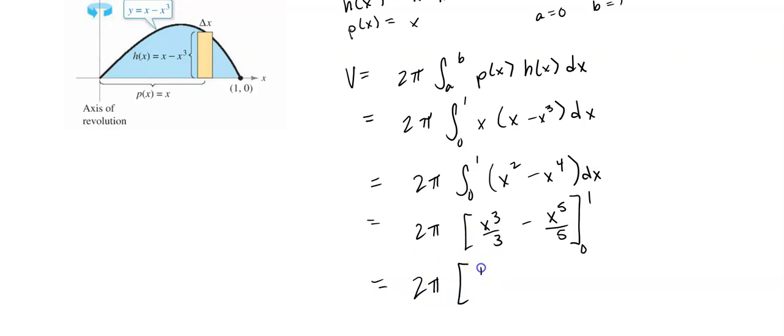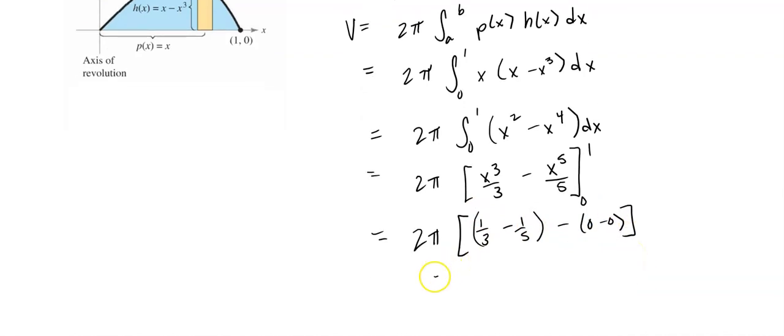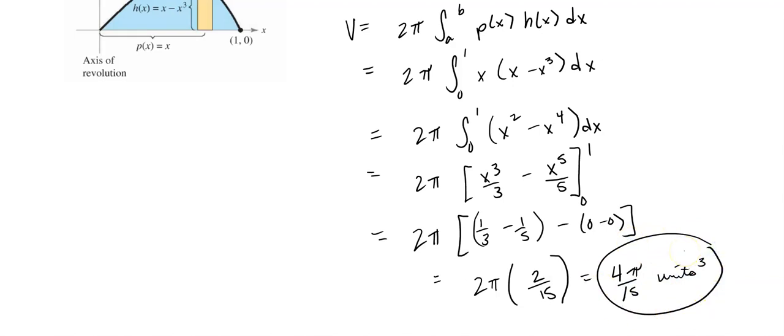So I'll have 1/3 minus 1/5 minus 0 minus 0. And that gives me 2 pi times 2 over 15 units, or 4 pi over 15, and this is going to be cubic units because we're looking at volume. So I get 4 pi over 15 cubic units.